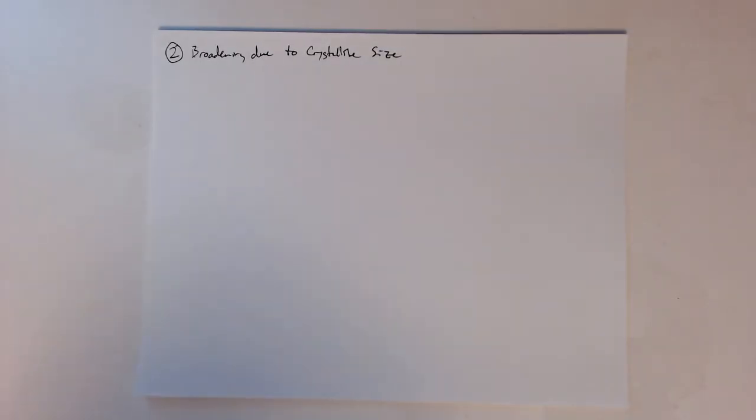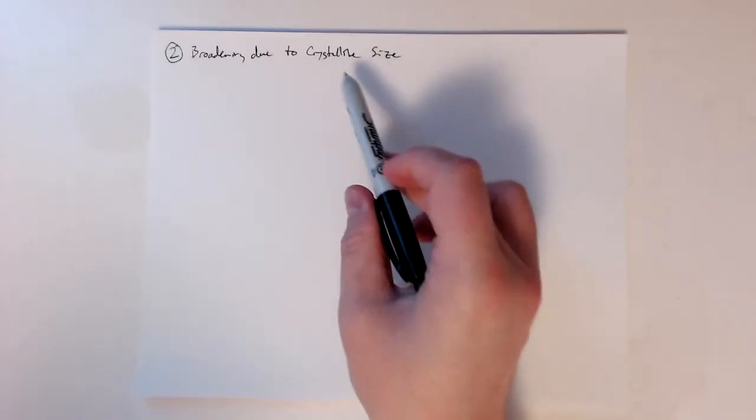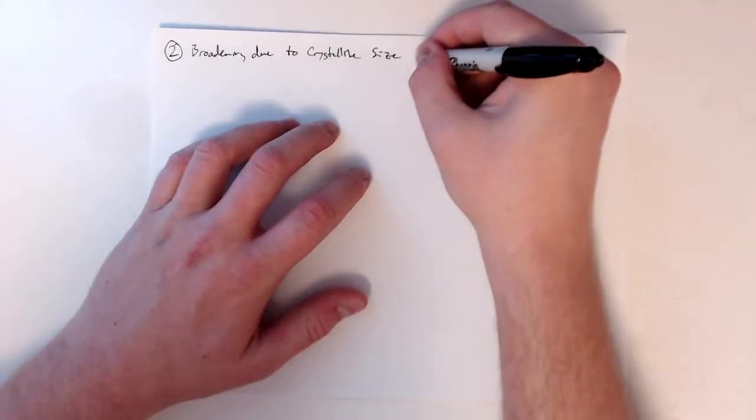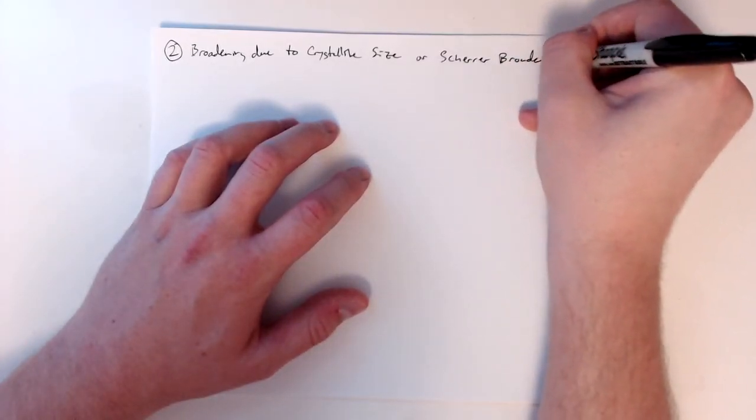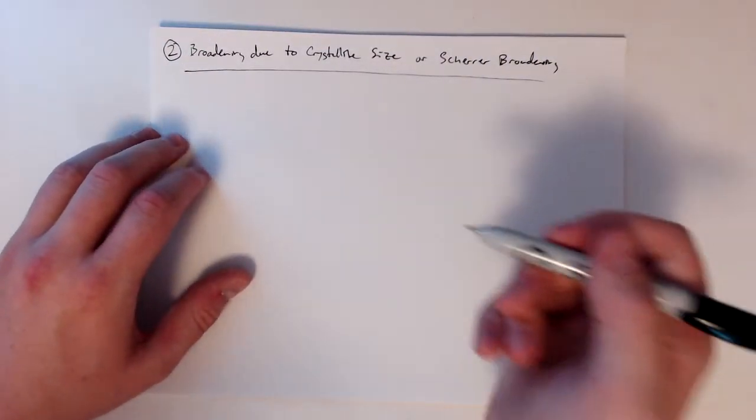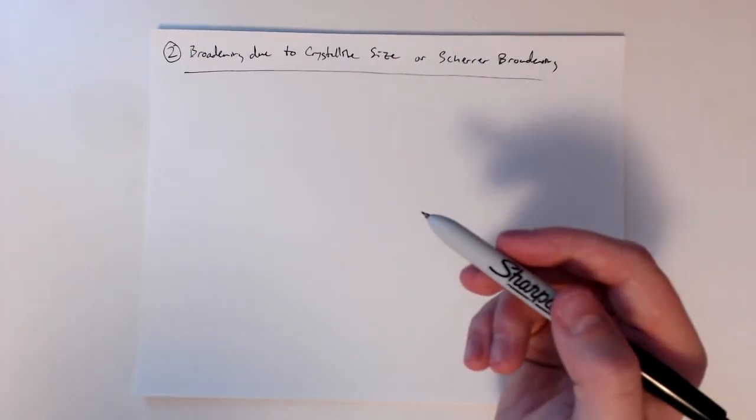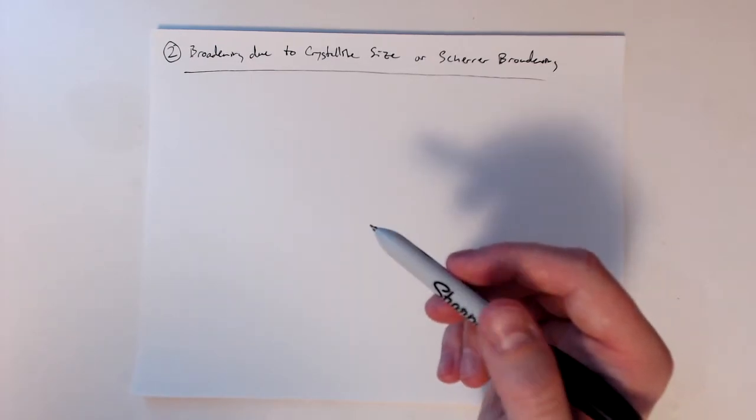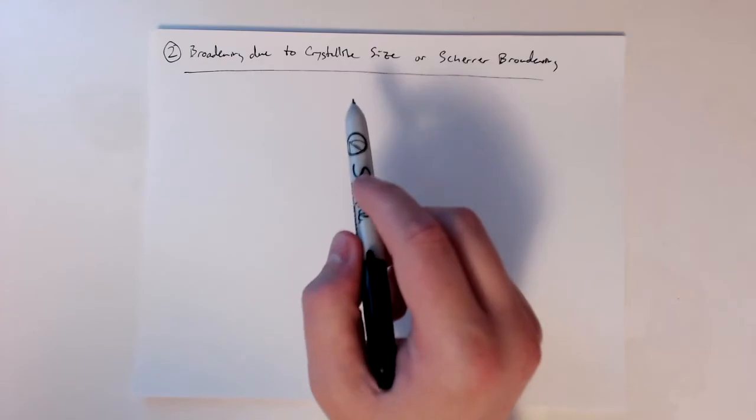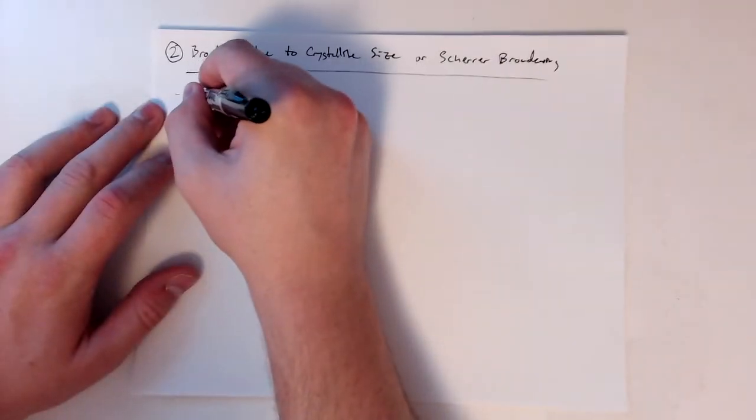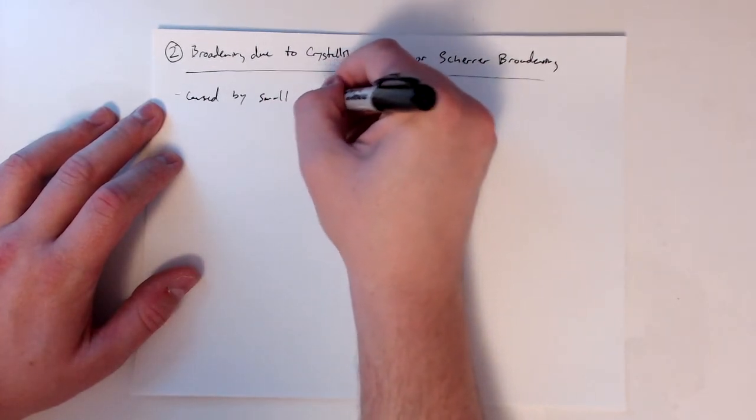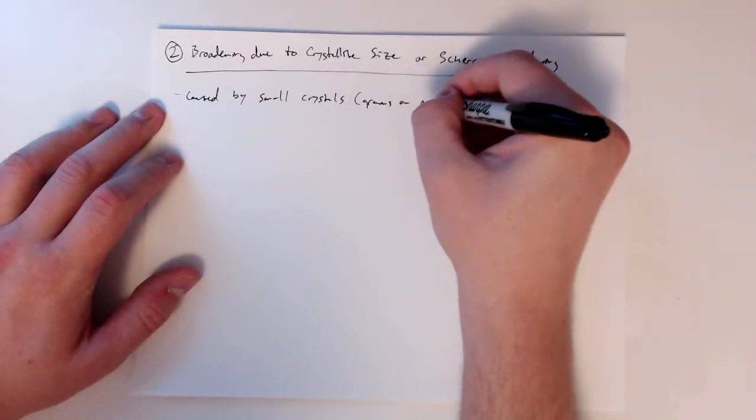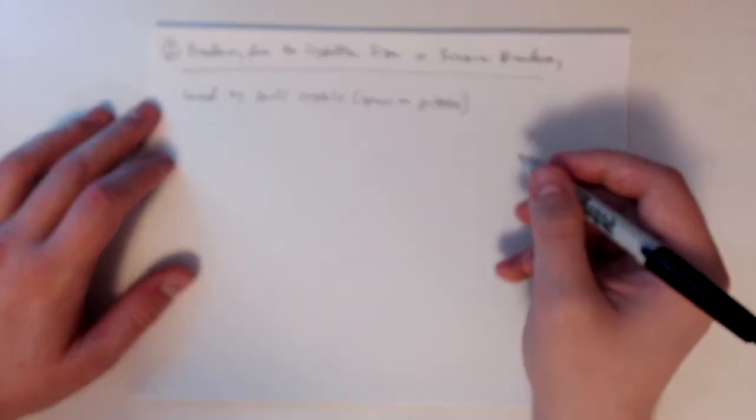So the second type of broadening that we can get is due to what we call the crystallite size. This is also called shear broadening. So this is the second type of sources of broadening. So you can have a baseline of instrumental broadening that will affect all peaks. And then you can also have broadening due to crystallite size. So what this means is it's caused by very small crystals. So that can be grains or particles.